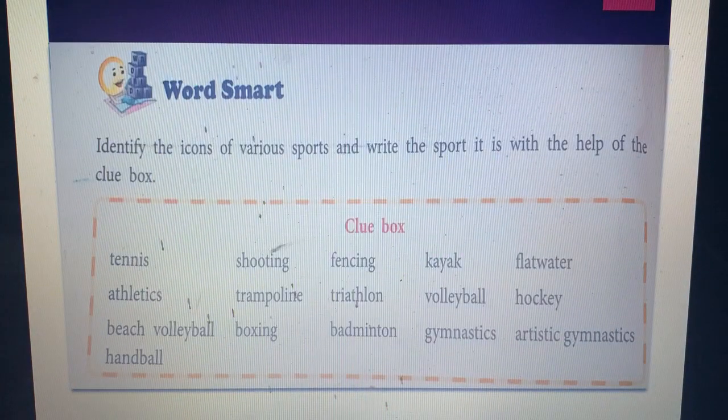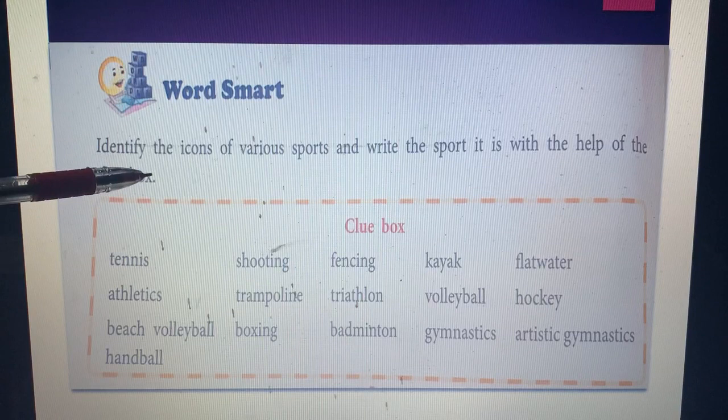Next is word smart. Fine. This is from your book only. So what is there? It's very interesting. These are the different kinds of activity, different kinds of sports. You will learn and you will enhance your knowledge also.